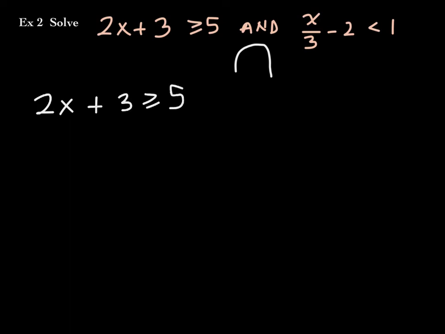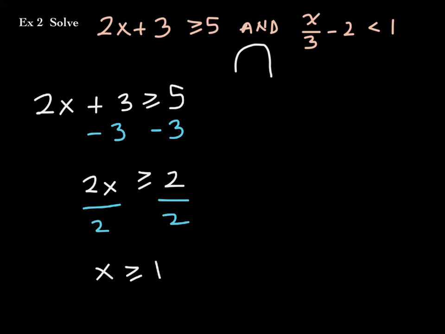The first thing I'll do is I'll subtract 3 from both sides. Okay? Remember, we want to keep the variable on the left side if we can. And now I have 2x is greater than or equal to 2. The next thing I'll do is I will divide both sides by 2. And then I have my final statement, which is x is greater than or equal to 1. Keep that in mind. Now let's go to the other one.